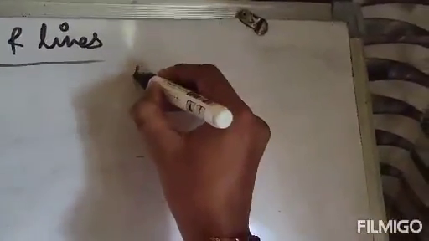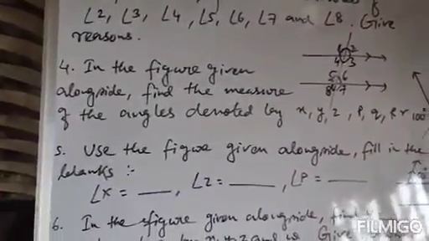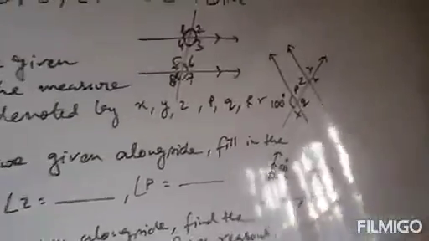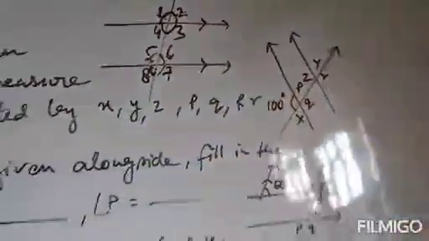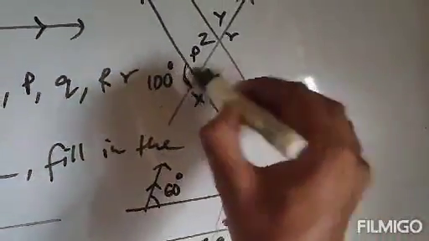Question number 4. Question number 4 is in the figure given alongside, find the measure of the angles denoted by x, y, z, p, q, and r. So this is the figure. This is the diagram given. We have to calculate all these angles. So one angle is given, that is this angle is 100 degrees given.